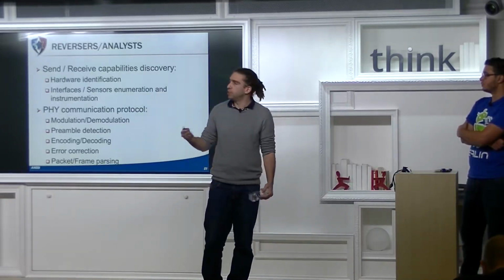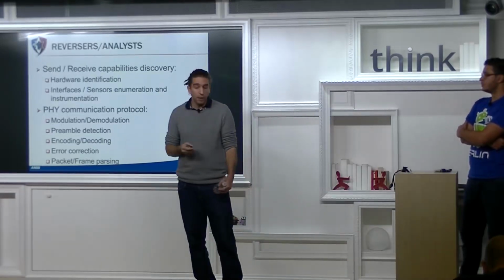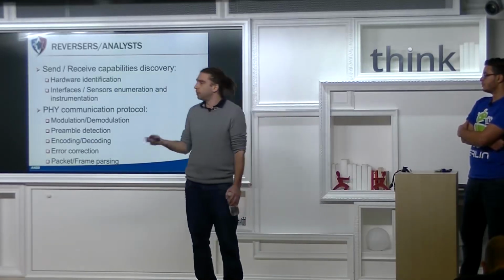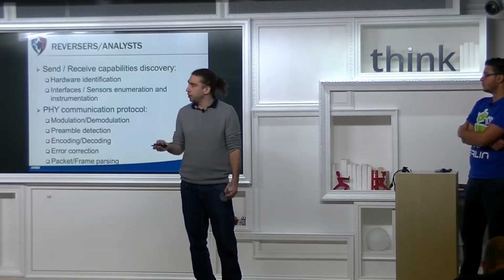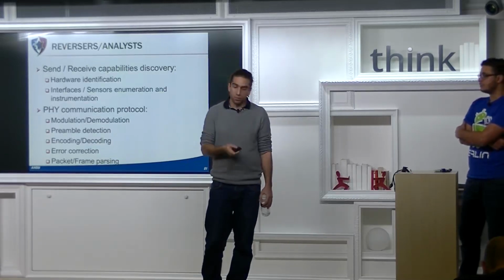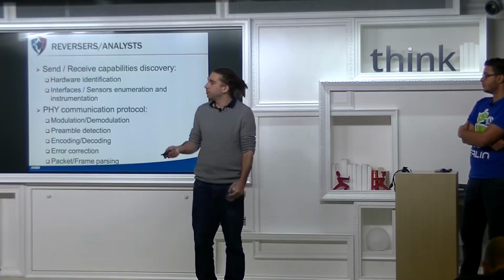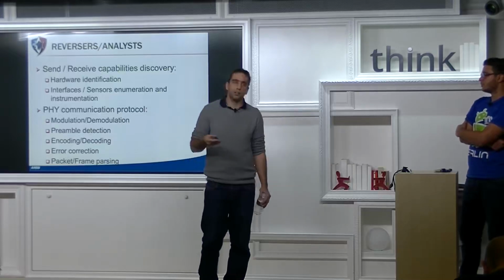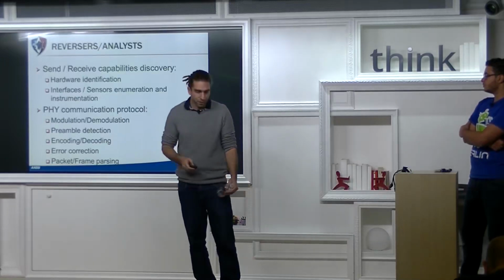So first is the enumeration, the discovery of the send or receive capabilities of the targeted machine. So the identification of the sensors and the interfaces that allow to send or to receive data. And also the physical layer and MAC layer communication protocol routines. So the modulation, the detection of the preamble, that Barker sequence, for example, in our case, the decoding or the encoding of data, the error correction codes that can be involved for making the transmission more robust, and of course the packet parsing or frame parsing routines.